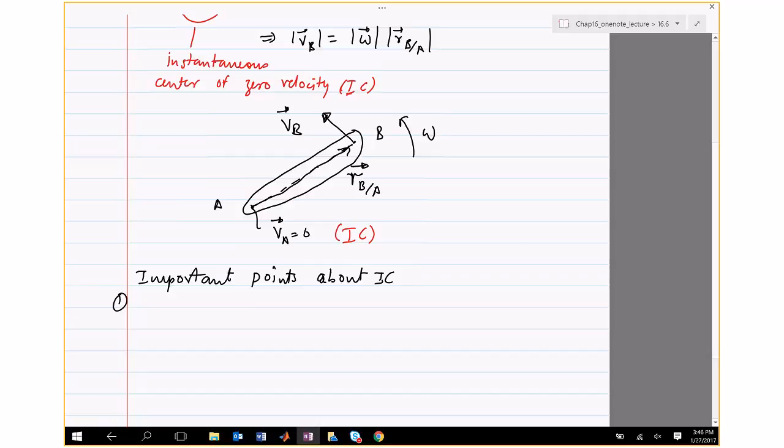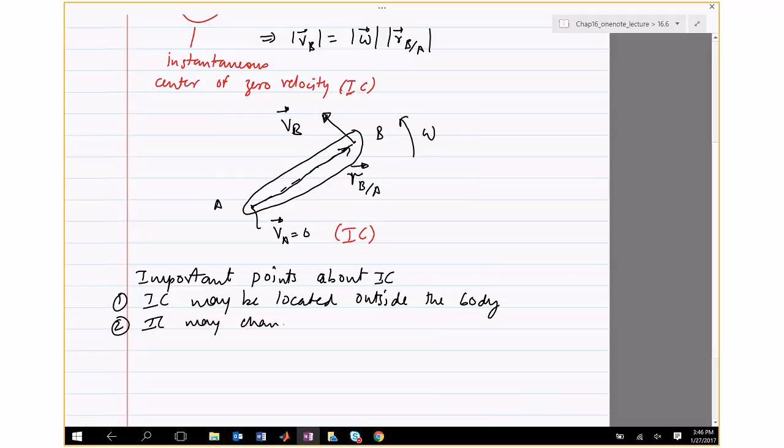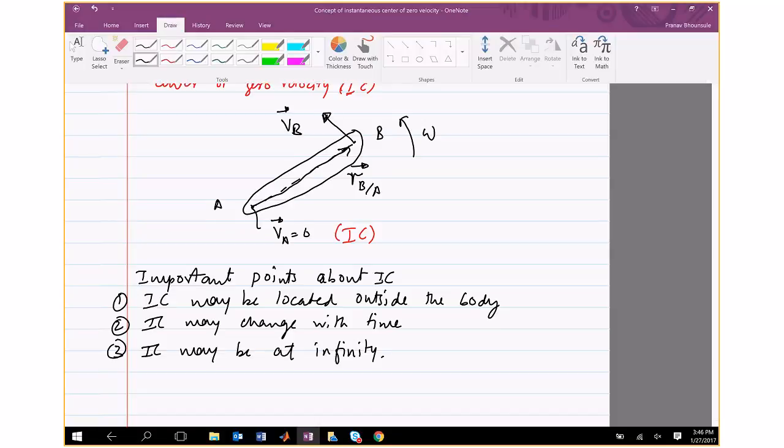So there are some important things about the IC. First thing is that the IC may be located outside the body. The second fact is that IC may change with time, and the third fact is that IC may be at infinity. Okay, so a couple of examples which will further illustrate IC.